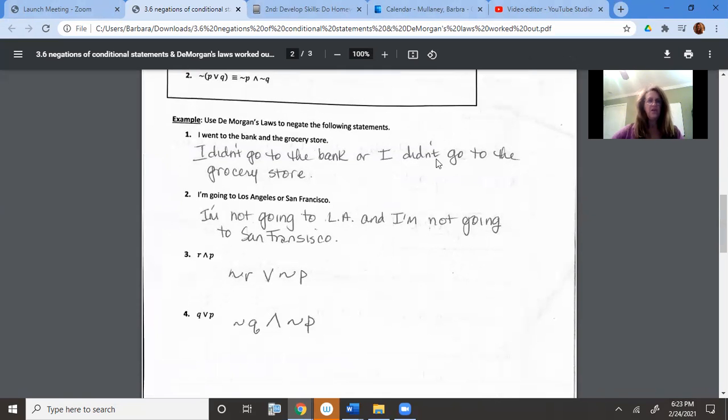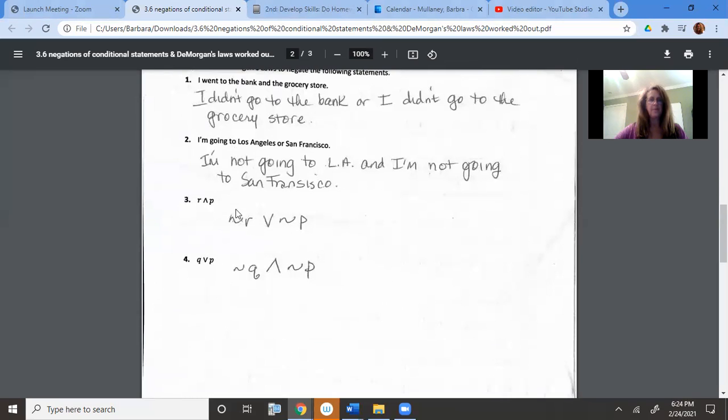This is number one. Use DeMorgan's laws to negate the following statement. Number one, I went to the bank and the grocery store. To negate this, we're going to say I didn't go to the bank or I didn't go to the grocery store. So what we've done was negate both statements and flip the and to an or. Number two, I'm going to Los Angeles or San Francisco. To negate this, I'm not going to Los Angeles and I'm not going to San Francisco.